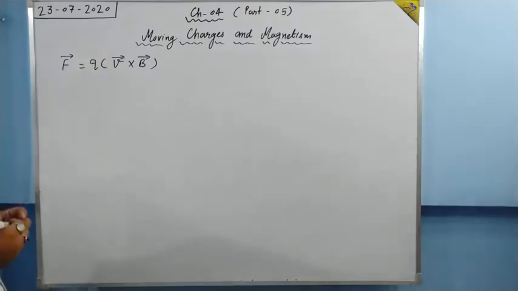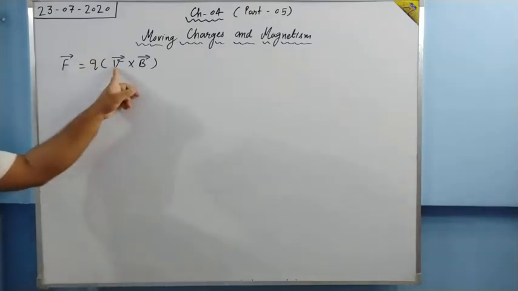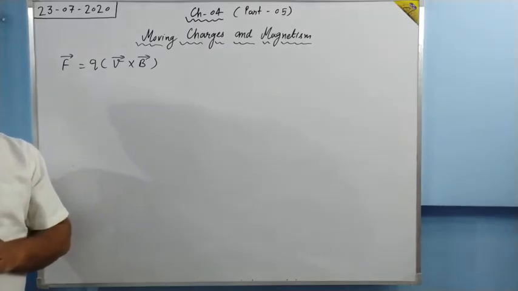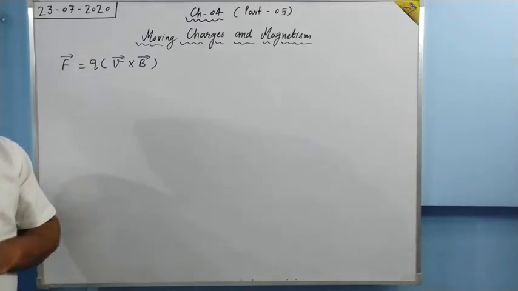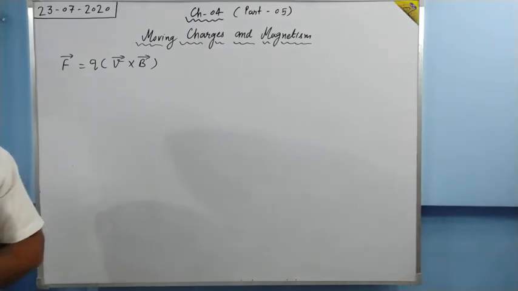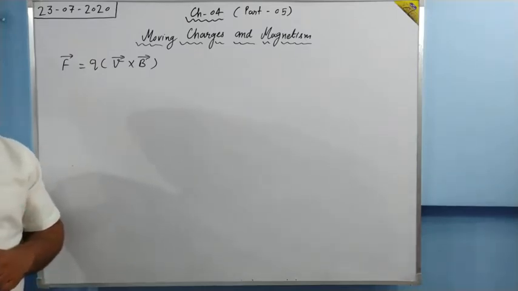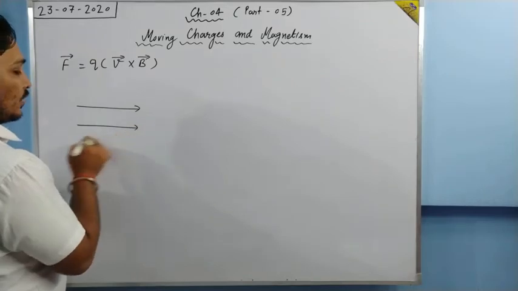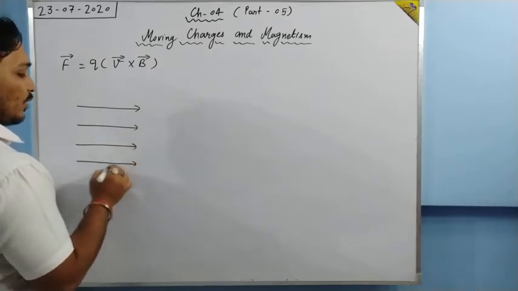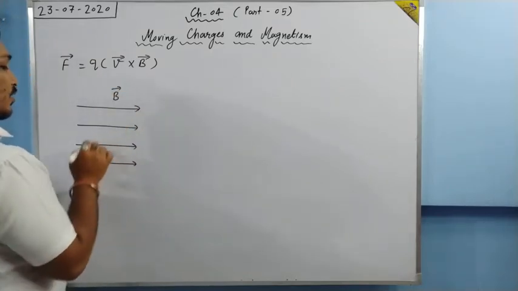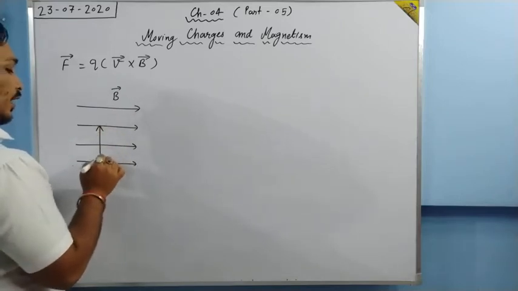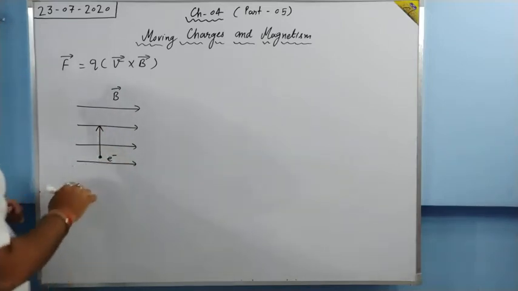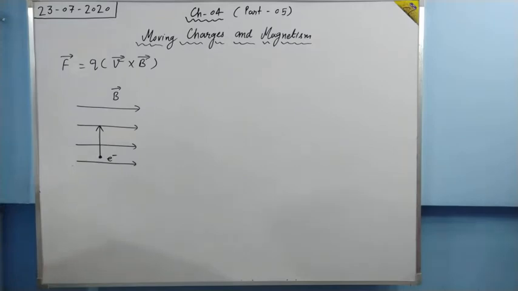Actually, I discussed that the direction of V is always taken in the direction of motion of a positive charge. But sometimes in the question you are given a negative charge. Then what happens? Suppose a magnetic field is present in this direction and a negative charge, say an electron, is moving towards this direction. So how is the direction of force going to be determined?